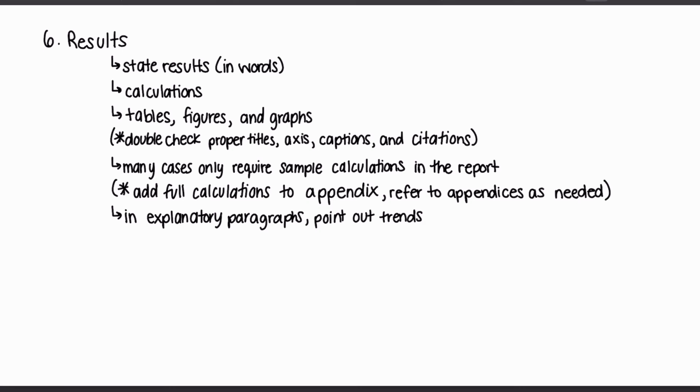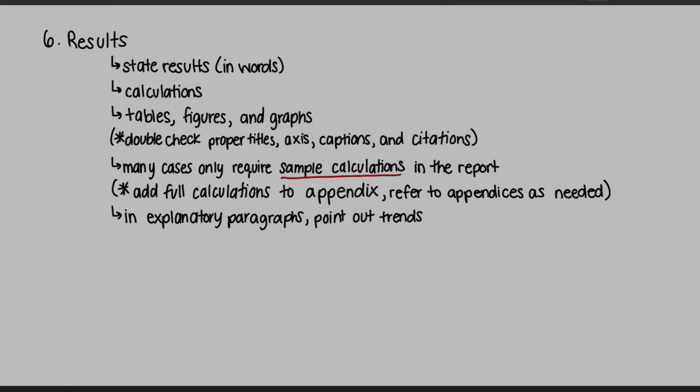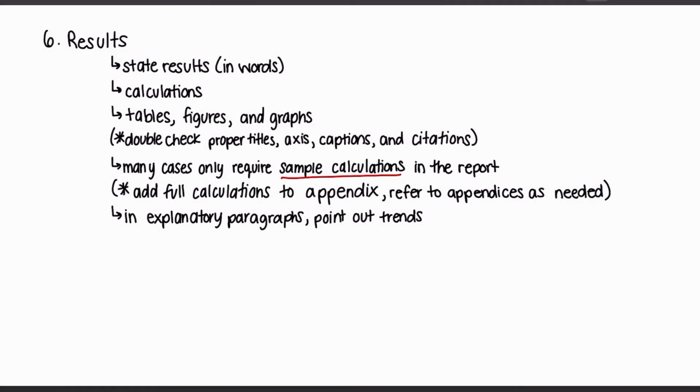Speaking of results, that is the next section of our lab report. Here is where we will include any calculations, any tables, any figures or graphs. Often if you are doing an experiment that is very calculation dense, you will be able to include simply the sample calculations in your report, and then you would add the full calculations into your appendix to refer to if your reader was looking for additional information or data. In this case though, you want to double check with your teacher, professor, or lab assistant that you are doing what is expected for that lab report.